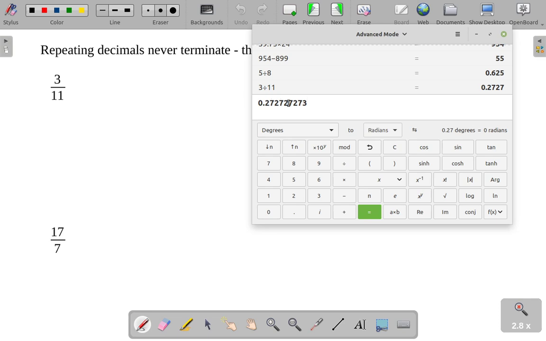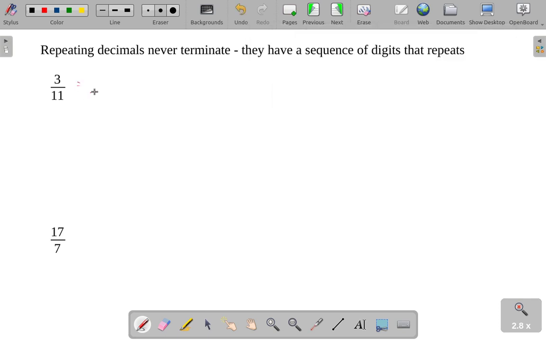This just oscillates between 2 and 7. You can see on my calculator, this last digit says it's 3, but that's because it rounded here. This would have been a 2, then a 7, thus rounding up and making that a 3. So in any case, this is 0.27 repeating. The bar over the 27 means both the 2 and the 7 repeat.